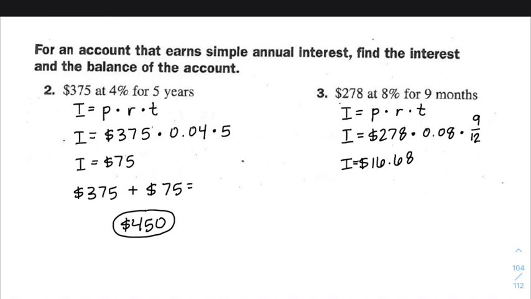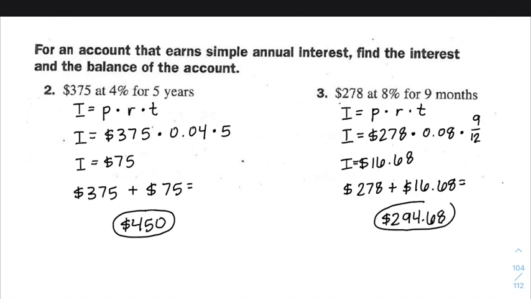Now we need to add our principal amount and our interest together to find the balance. Remember, the principal amount was $278 and the interest was $16.68. When we add these amounts together, we get a total of $294.68. And that is the answer for number 3.